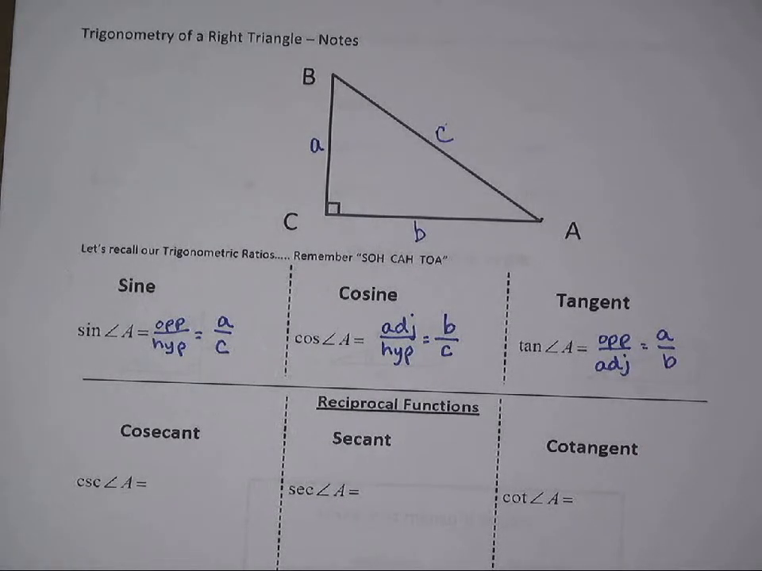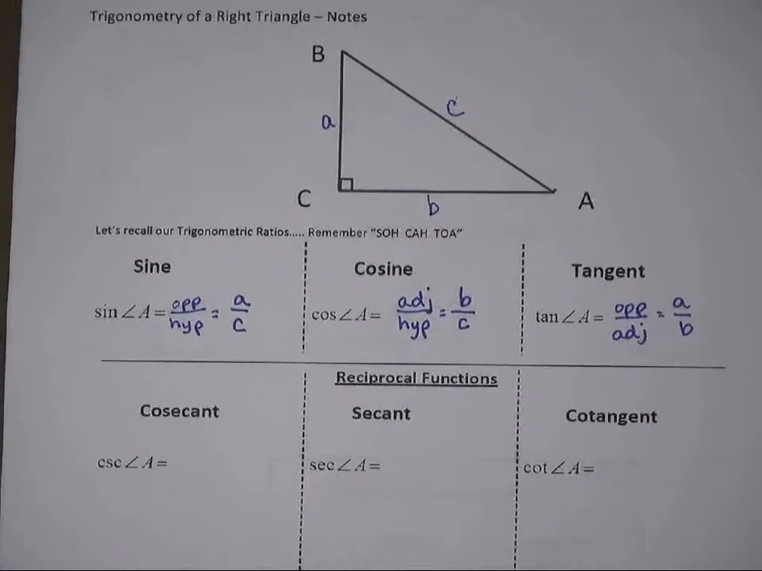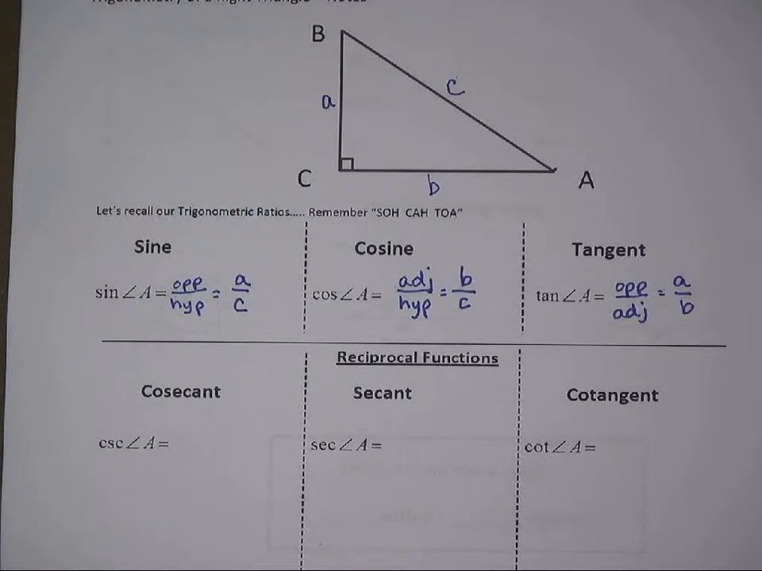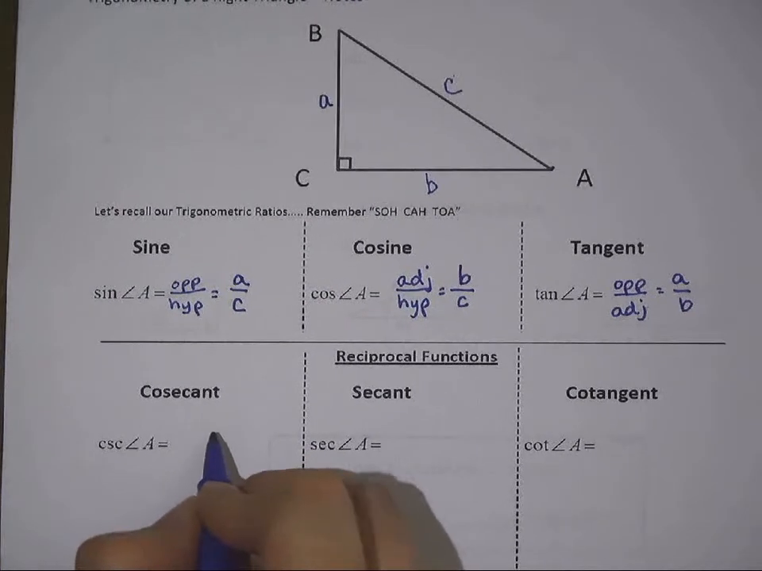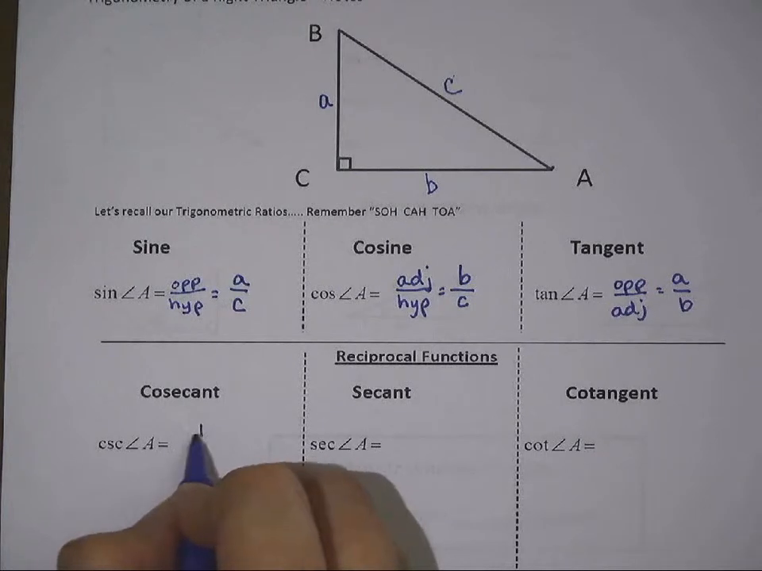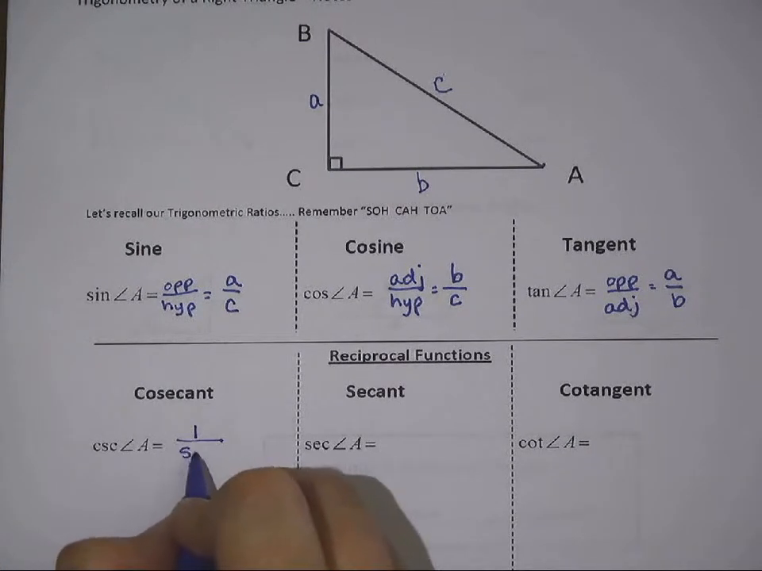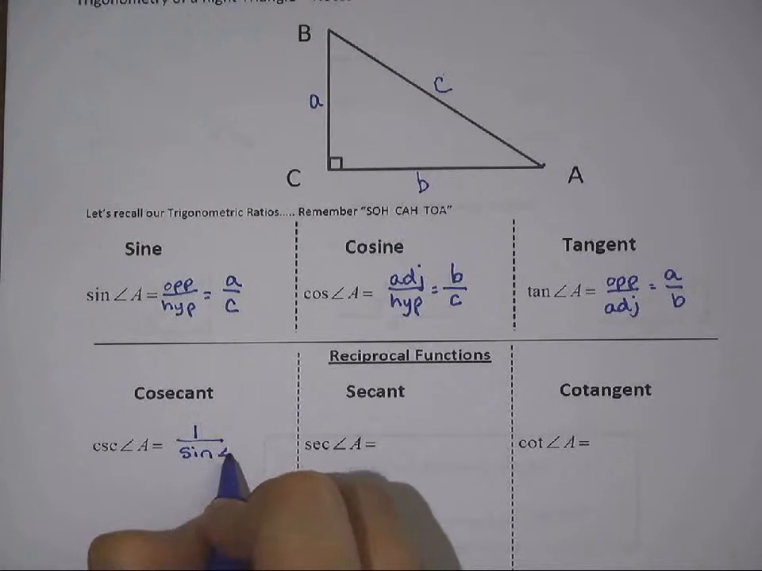Now we're going to talk about 3 new types of trig functions, and they're called the reciprocal functions because each one is a reciprocal of a function we already know. And I'll remind you that a reciprocal, like a fraction, a reciprocal is where we flip it upside down. So a cosecant of A is actually the reciprocal of sine. So it's 1 over the sine of angle A.